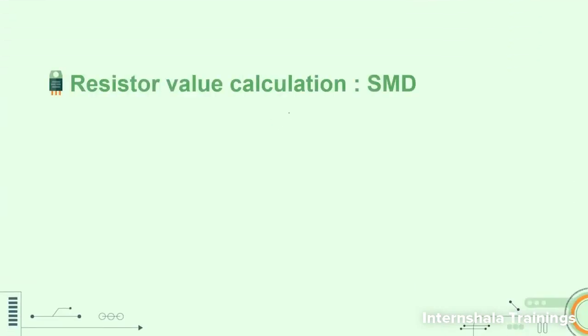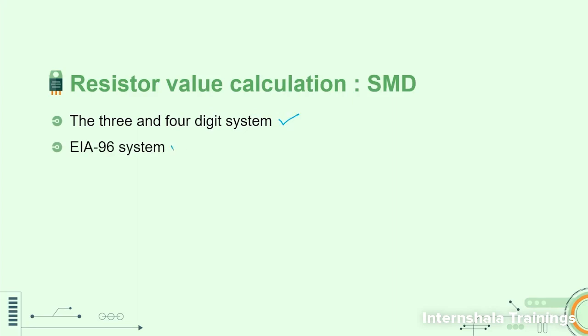There are two different methods using which we calculate the value of an SMD resistor. The first method is the 3 and 4 digit system. The second method is the EIA-96 system. Using this method also we calculate the value of the resistor.